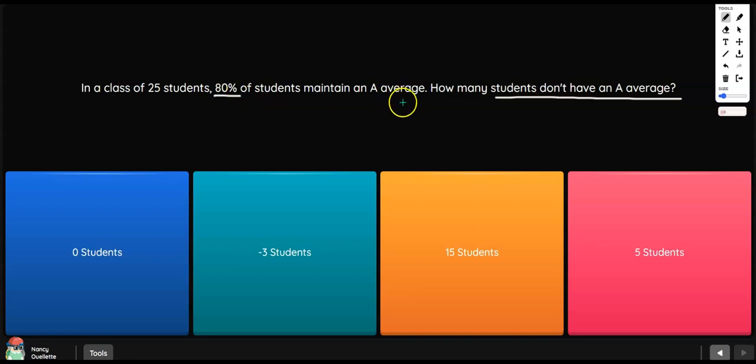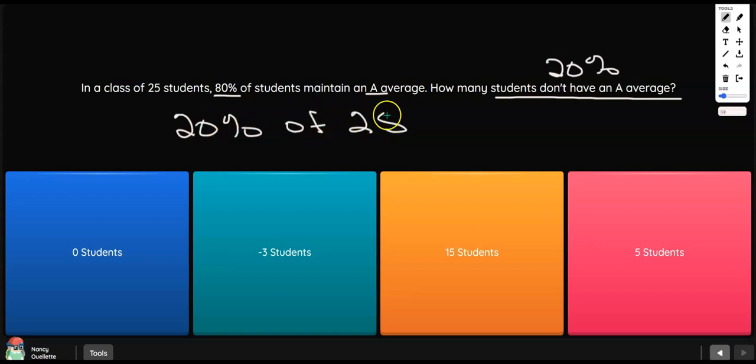So 80% maintain an A average. So what percentage would not have an A average? Well, 100% minus 80% would be 20%. So if we find 20% of 25, then we would find out how many students don't have an A average. Well, first of all, we can cross out the -3, because you can't have -3 students, so we know it's not 0. So it's either going to be 15 or 5.